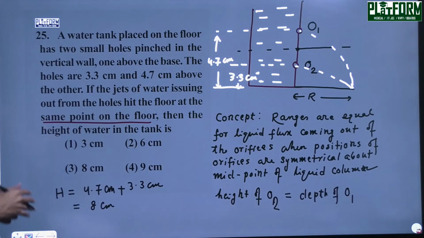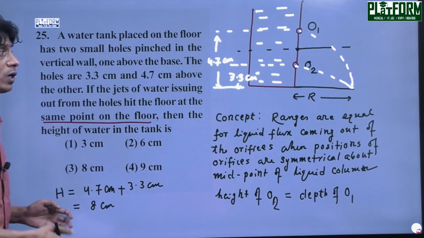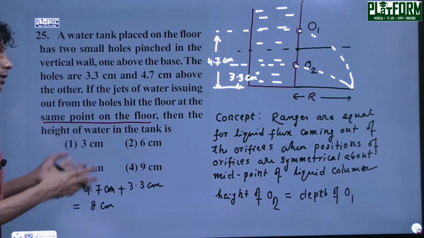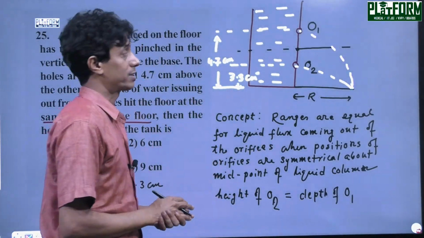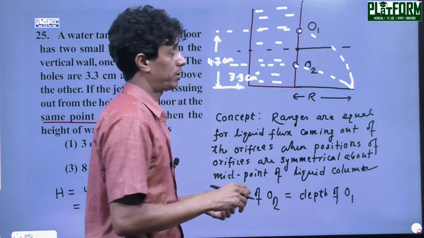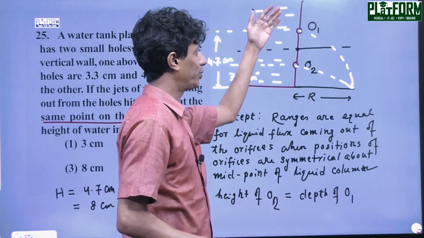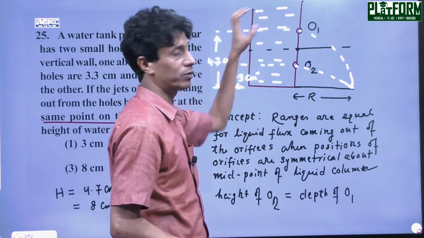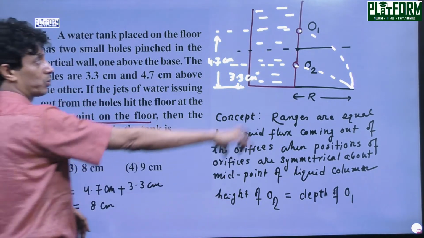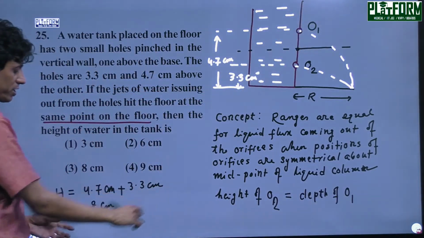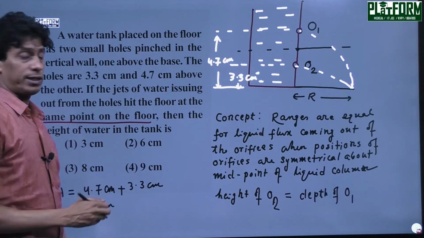So this problem is a highly conceptual problem. You should have this concept that the ranges are equal when the positions of these two orifices are symmetrical about the midpoint. In this case, if the positions of the orifices are symmetrical about the midpoint, then we can say the height of the orifice O2 and the depth of the orifice O1 are equal. And the height of the orifice is 4.7 centimeter. So therefore the depth of the orifice is also 3.3 centimeter. So the answer is 8 centimeter. Here the right option is 3.